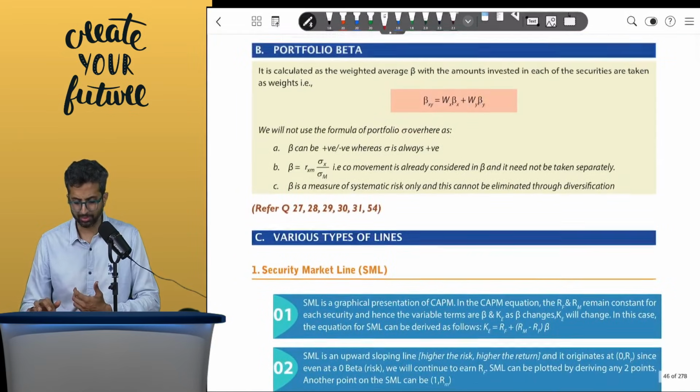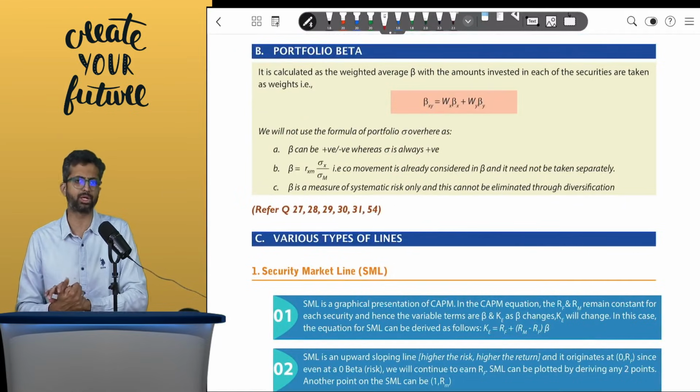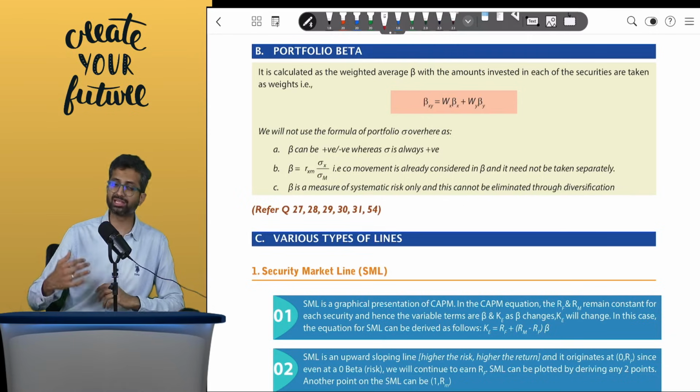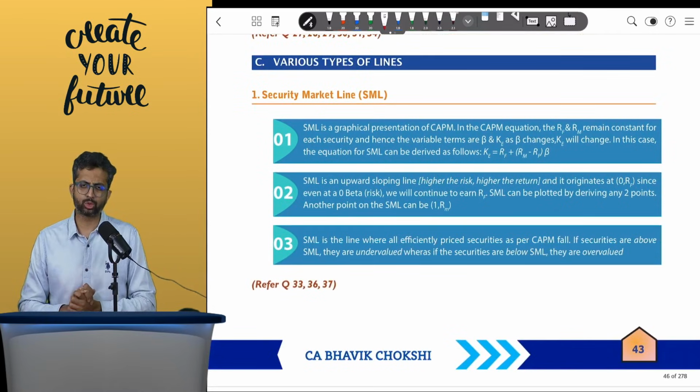Next, you will have portfolio beta, which is calculated as a weighted average beta: weight of X into beta of X plus weight of Y into beta of Y. There's no squaring, there's no square rooting required over here. There are 3 types of lines that you need to study over here.